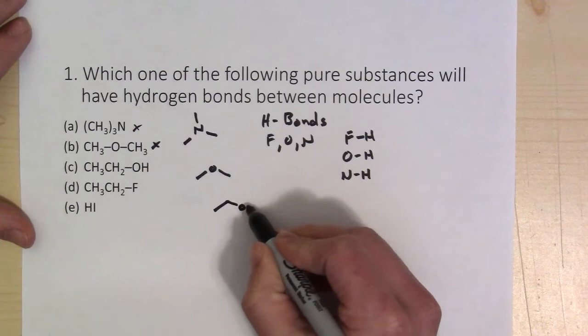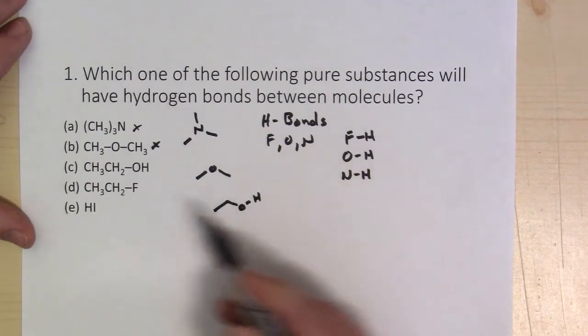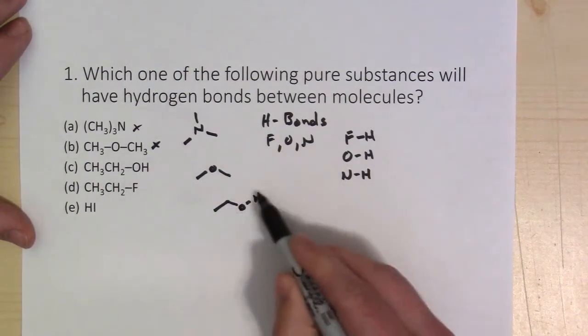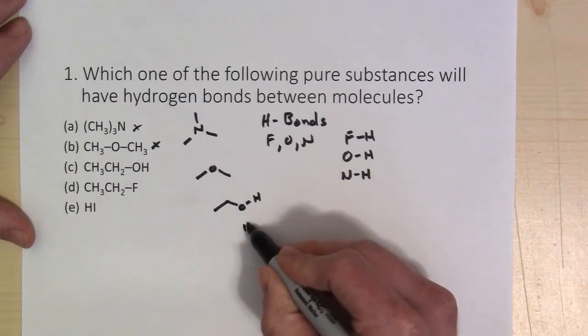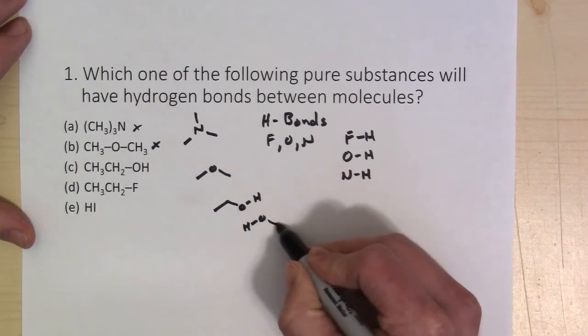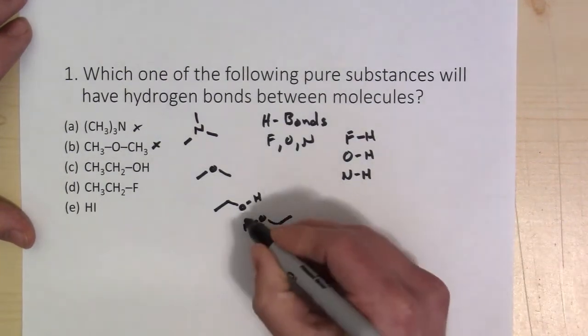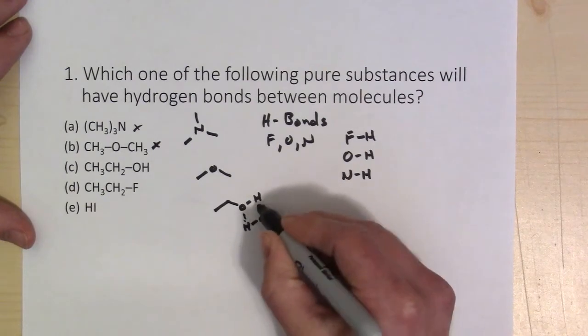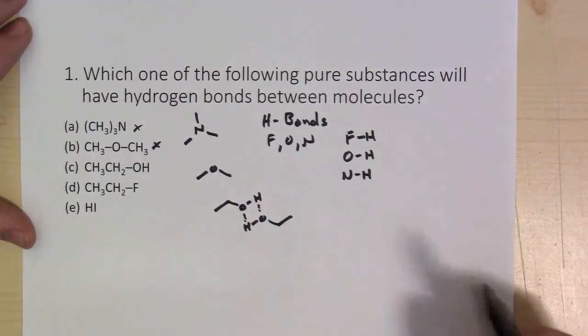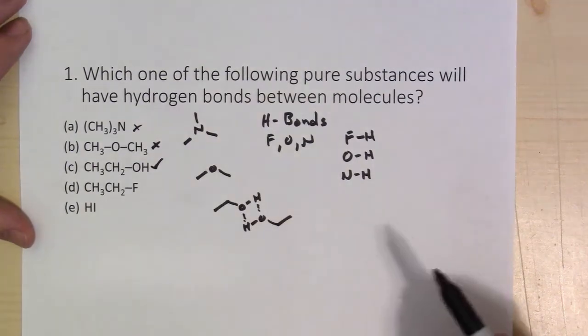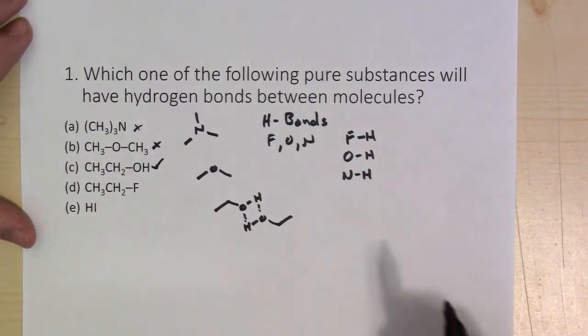So 2 carbons and then an OH. So here we do have that OH, so this could potentially hydrogen bond with another ethanol molecule, like that. So that one can hydrogen bond with another ethanol molecule.